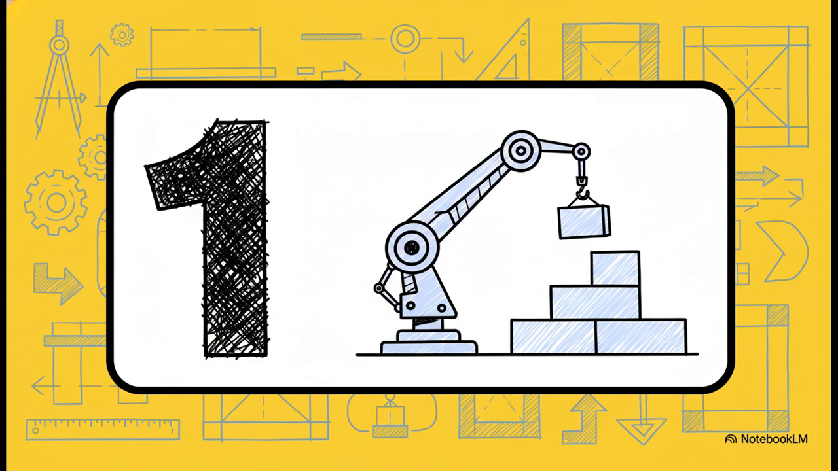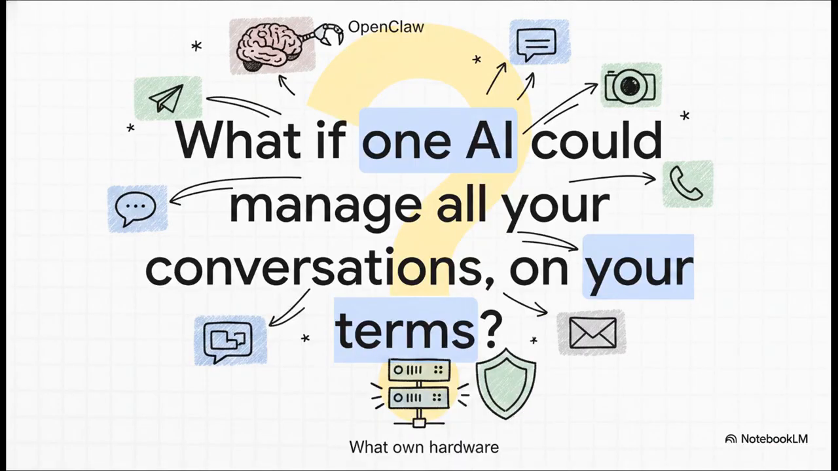So today, in part 1, we're starting right at the top. We're going to literally build out the high-level architecture so you can really understand the fundamental structure of the whole system. But first, let's just think about this for a second. What if a single AI could be the central hub for all of your conversations, across all your different apps, but running on your own hardware and completely under your control? Well, that's the core promise of OpenClaw.